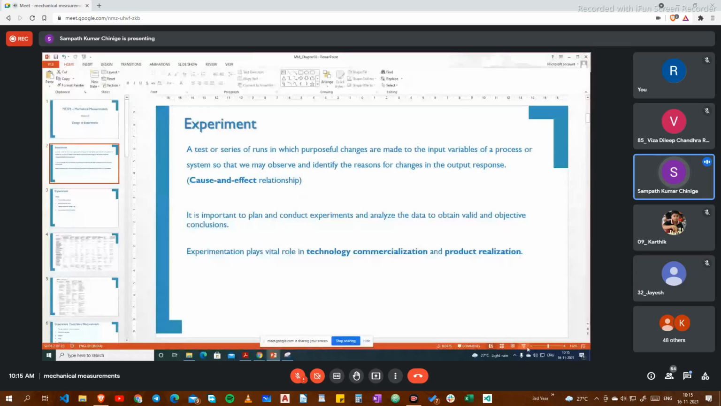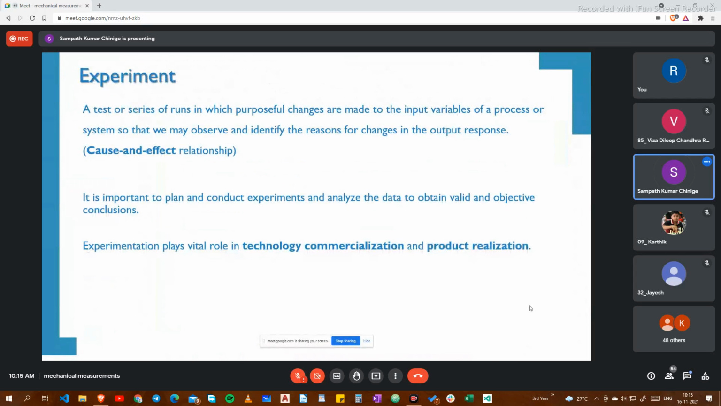Now, can you see now? Experiment slide. Yes, sir. So I hope you have understood what I tried to say. It's basically finding the cause and effect relationship. I just spoke about the experiment definition here. This is the experiment. And I'm trying to tell you the importance of a carefully planned experiment. It is required in order to make logical conclusions which can be believed by everyone. So experimentation plays a vital role in technological commercialization and product realization.